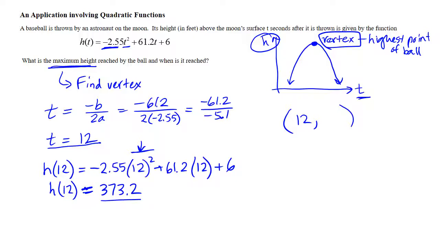So there's our output value, 373.2, and that completes our vertex. So this vertex is located at this point. Now, let's interpret this. Remember, my first value here, 12, has to do with time in seconds. My second value here is the height, and it's the maximum height.